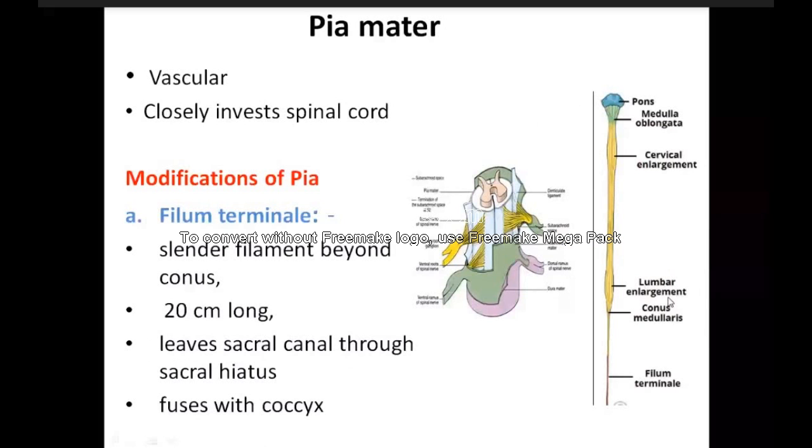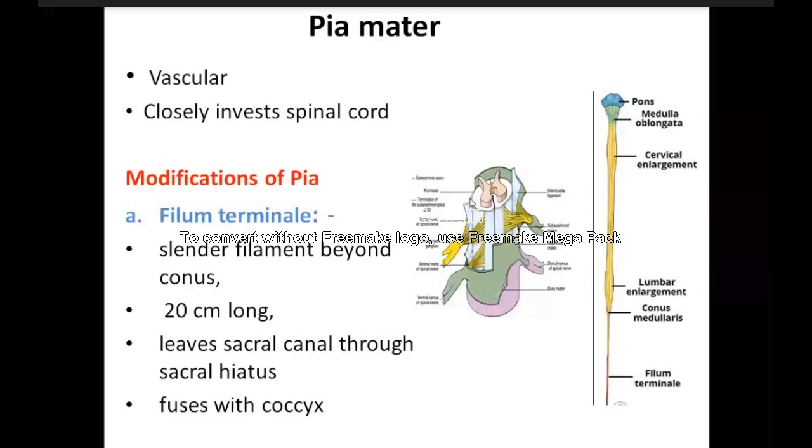Now the next layer is the pia mater, the innermost. The innermost covering which intimately covers the spinal cord is the pia mater. It is vascular and it closely invests the spinal cord. And the important part of the pia mater is that it also presents some modifications. It gives rise to three modifications of the pia mater, the innermost layer.